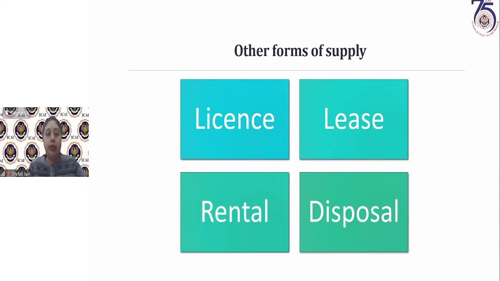Second is rental. Rental is to rent something. You are giving something on rent. For example, you are giving a car on rent, or you're giving a building on rent. And lease. Lease is also a kind of rent. You're giving something on rent. It could be a property, it could be a car, it could be an electronic device or some machinery. But the only difference between lease and rental is generally the duration. Duration of lease is generally longer. Lease is for a longer duration than rental.